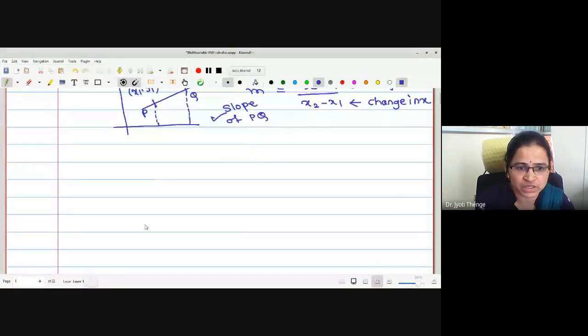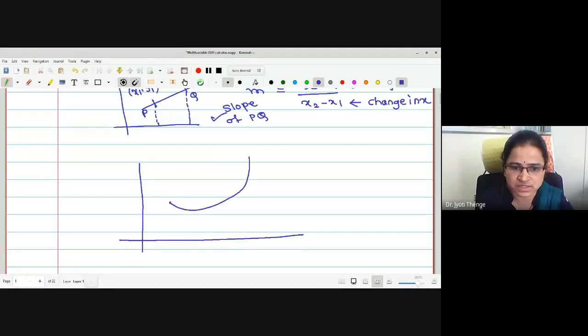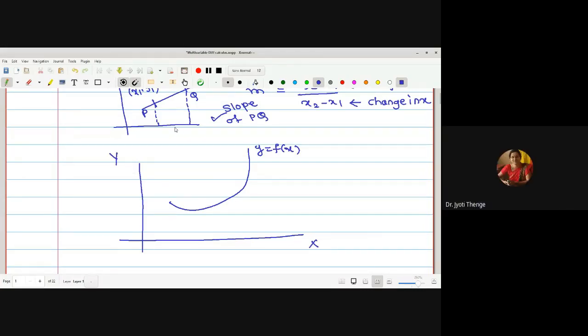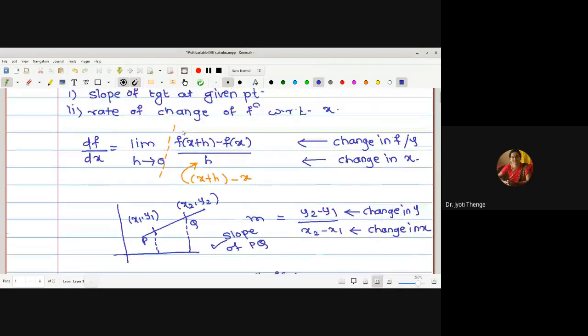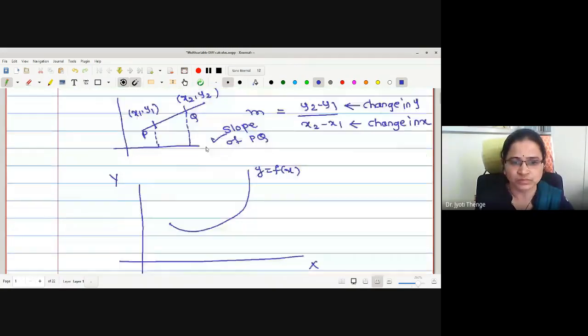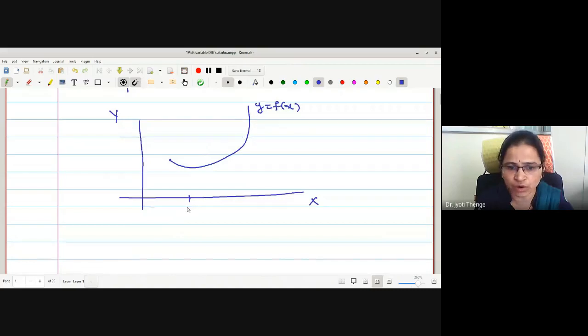Let me draw an arbitrary function. Say this is my curve y equal to f of x, in the two-dimensional plane xy. Now we will find two points with the coordinates x and x plus h. Let this be the coordinate value x, and somewhere here let it be x plus h. Therefore, the increment in the x coordinate is h.